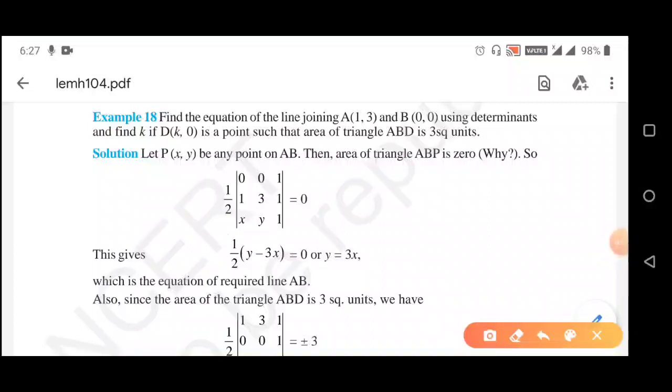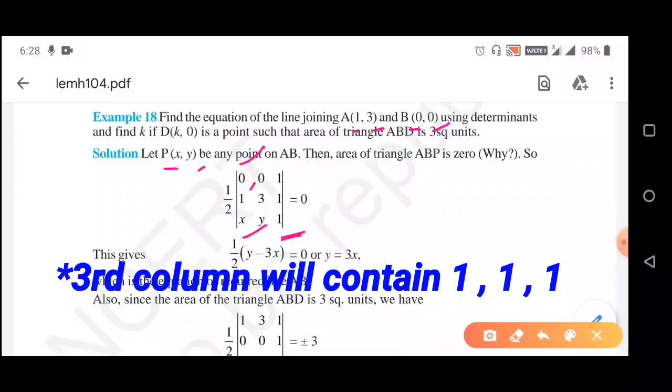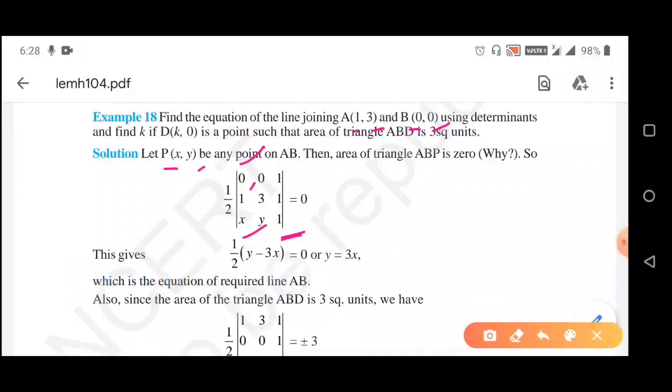Now we will use our formula to find the area of the triangle. Here they have written half into, in place of x1, x2 and x3 they have written 0, 1 and x, these first numbers, and in place of y1, y2, y3 they have written 0, 3 and y, and third row will contain 1, 1, 1. Now after doing the calculation, our equation of the line will be y equal to 3x.